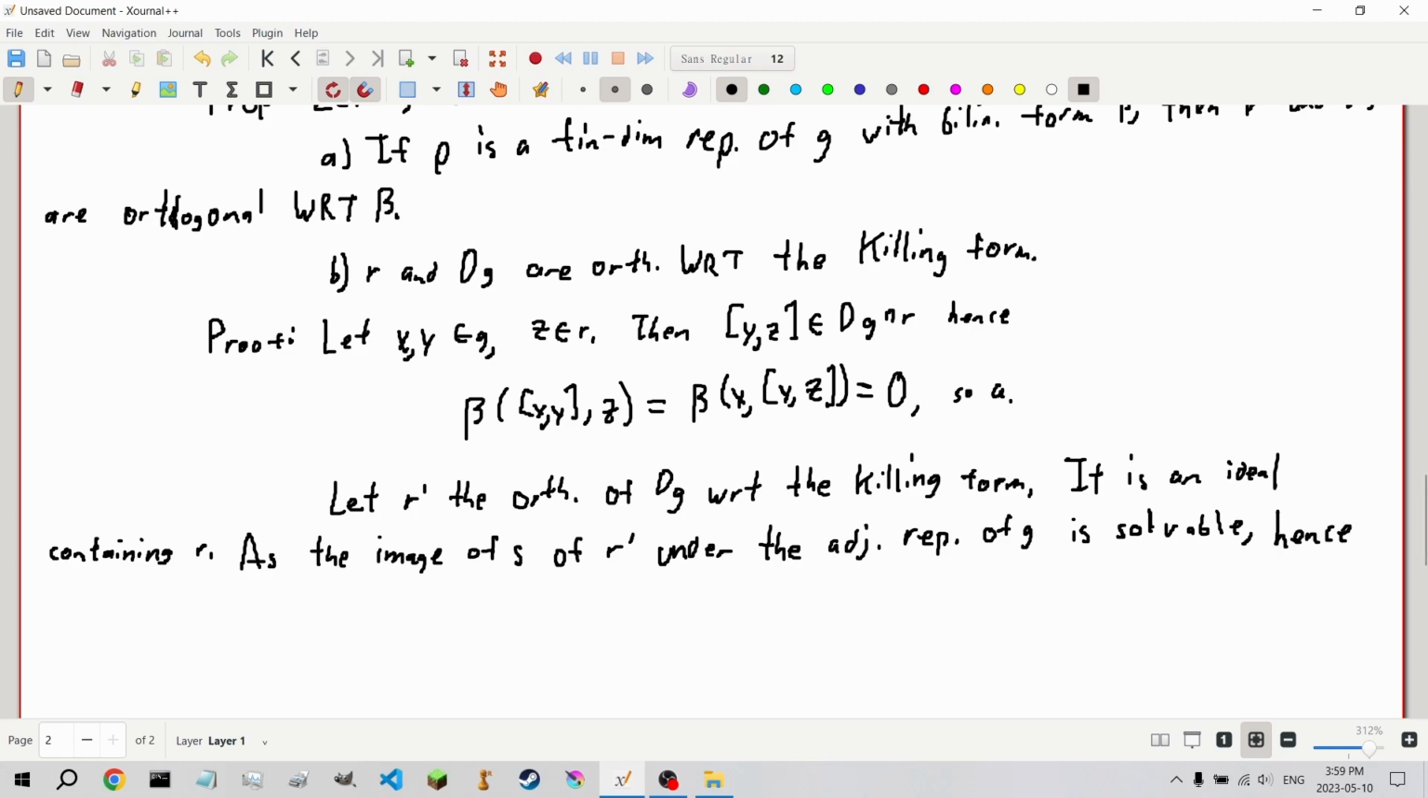Hence, R prime is solvable. I guess we don't need this hence since we have the as. R prime is solvable as a central extension of S, giving us that R prime is contained within R.